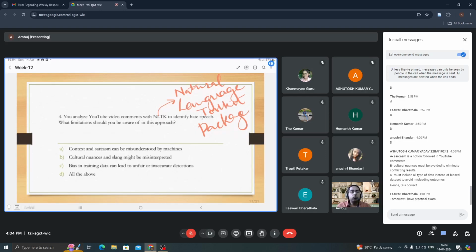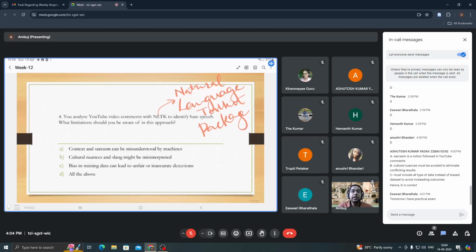See, any neural network requires training data. Regarding those particular domains in which the training data is limited, the neural network will interpret on its own what the interpretation of that particular information is. That is why, since the data regarding cultural nuances and slang is limited, there is a possibility that they might get misinterpreted. This was regarding option B.